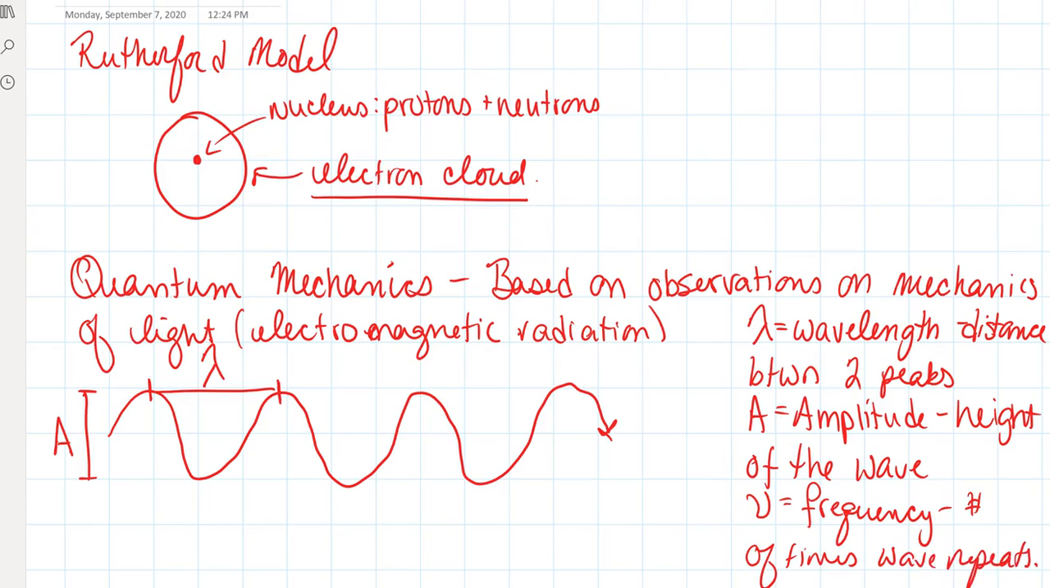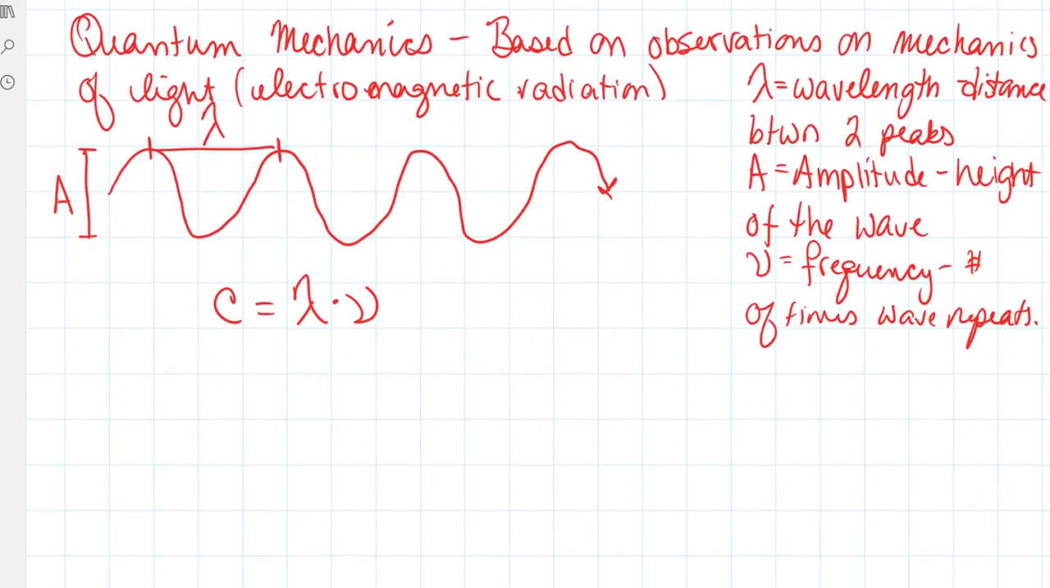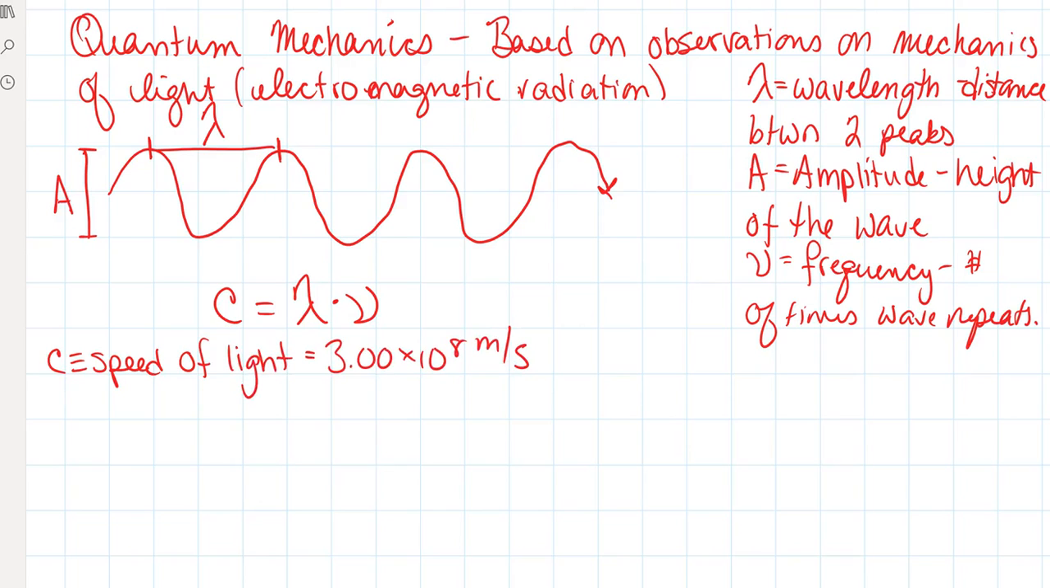And it seems pretty intuitive that if I have longer waves, I probably won't be able to get as much repetition. So when we talk about this, we'll see that there's a relationship between frequency and wavelength. And we'll see that this relationship is defined by the equation c equals lambda nu. In this case, c is a constant because it's the speed of light, which is equal to 3.00 times 10 to the 8th meters per second.